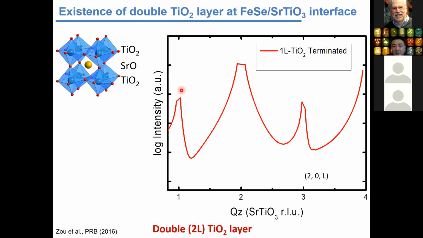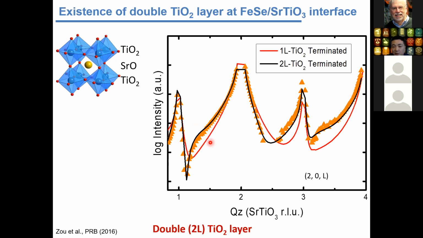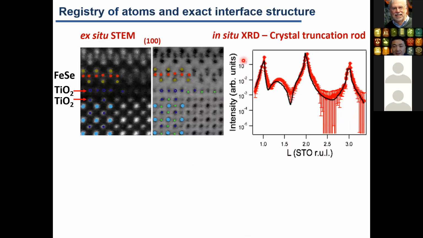Here we first do a measurement on the surface layer of the STO. If it's a one-layer TiO2 termination, you expect something like this. These are the simulations, so you would expect the signals to follow these rods. But what we measure is quite different. What we measure are these triangles, and you can see they differ from the one-layer simulation by a lot. If we do a simulation with a two-layer TiO2, it fits the data very well. So immediately we know there is a double TiO2 layer at the surface of the STO.